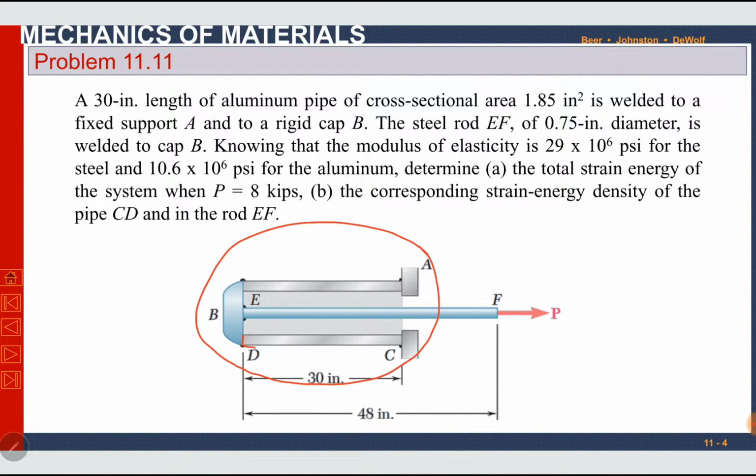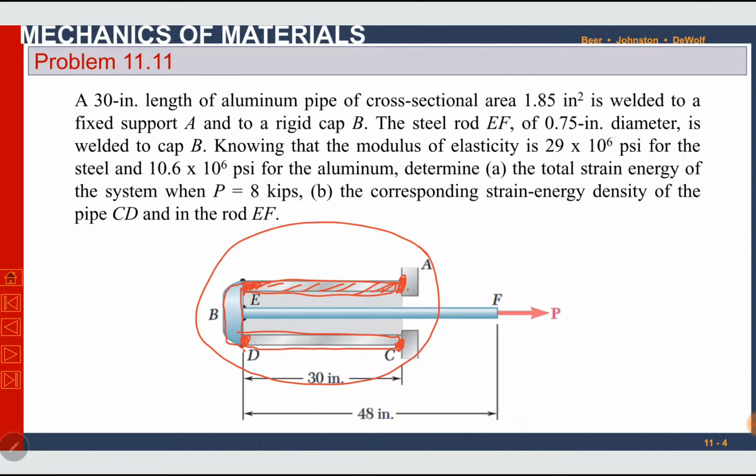CD, this pipe is welded at point A and point C as well, but here they have mentioned at point A, and to a rigid cap B. Here this is a rigid cap. So this pipe is attached to the rigid cap at E and D and welded at point A and C. So this pipe is between point CD and point AE.